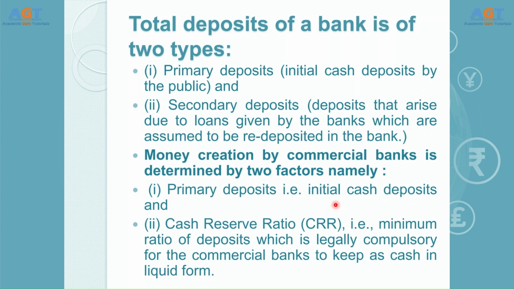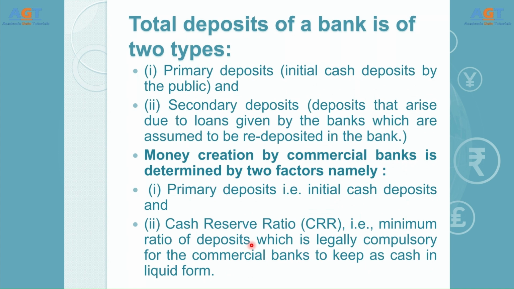Now, let's understand the types of deposits and the factors behind money creation. Total deposits and factors determining money creation. Total deposits are of two types: primary deposits, initial cash deposits by the public, and secondary deposits, deposits created due to loans being redeposited. Money creation depends mainly on two factors: the size of primary deposits and the cash reserve ratio, CRR, the minimum legally required reserve banks must keep.